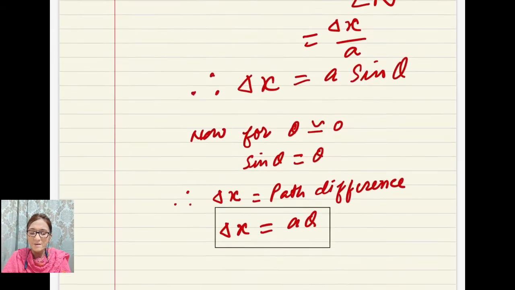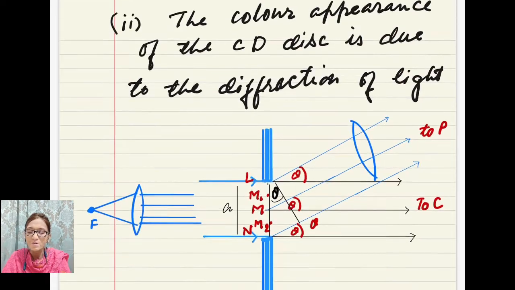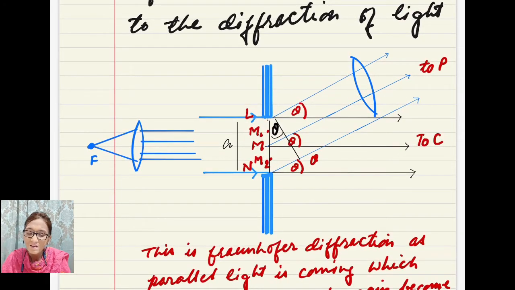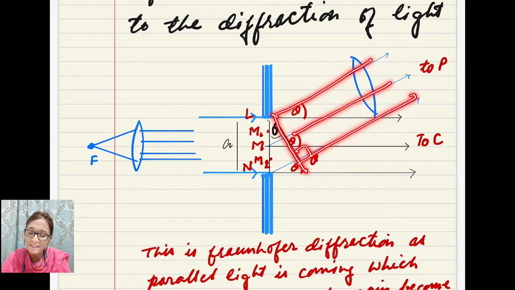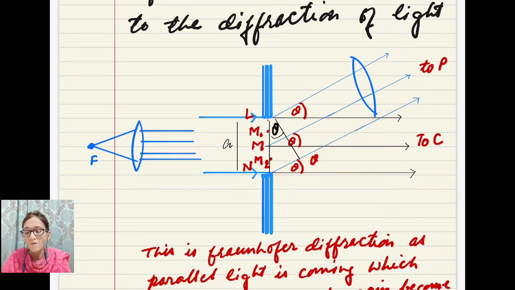Now what is the path difference? So here optical paths are equal up to this length. When you draw a perpendicular, these lengths are equal. So there is a path difference of this length. When you subtract this length from this one, you will get the path difference.